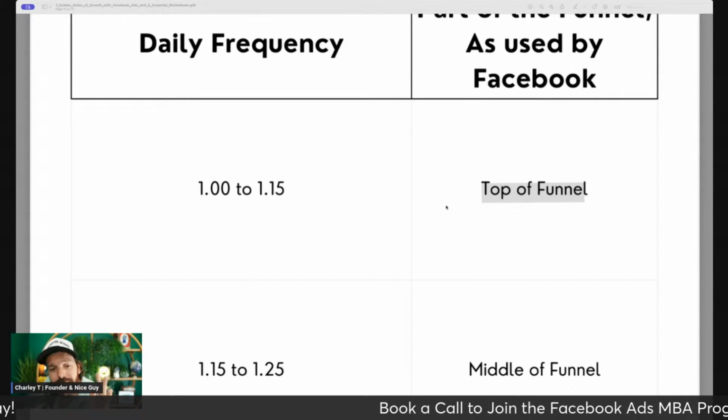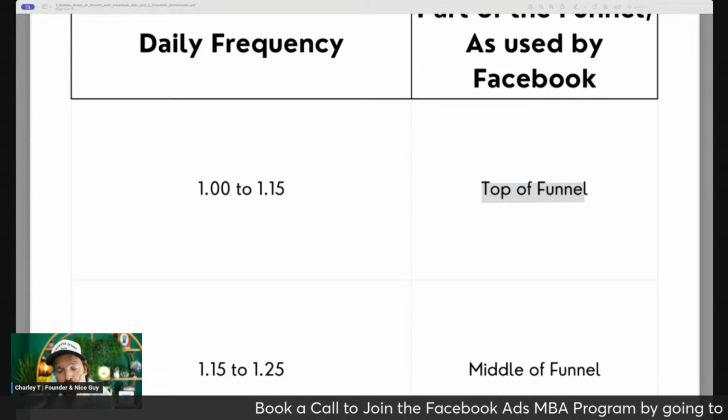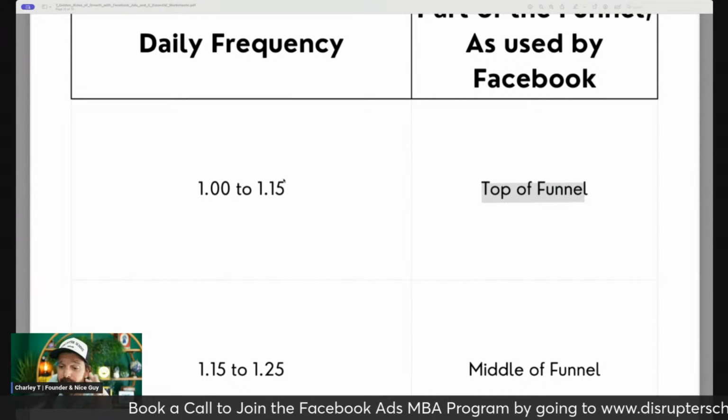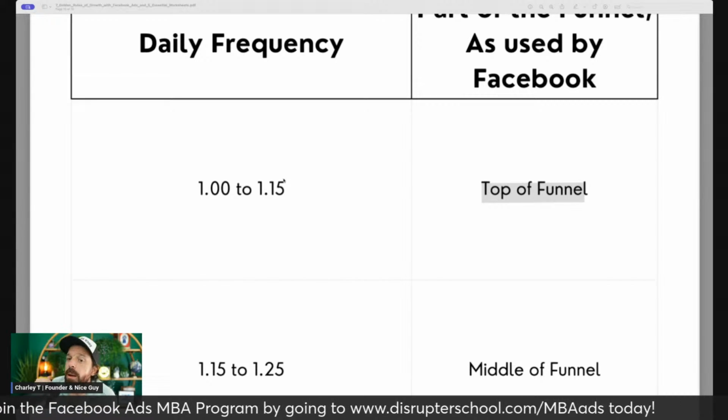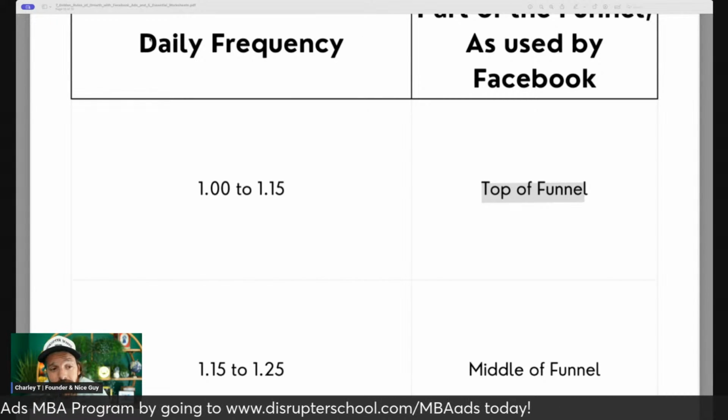So, here's another thing. These top of funnel ads, let's get to CPM. Now, people have heard me say all the time, CPM doesn't matter. And it's true, CPM doesn't matter. But it can be comparative data for us to understand what's going on.